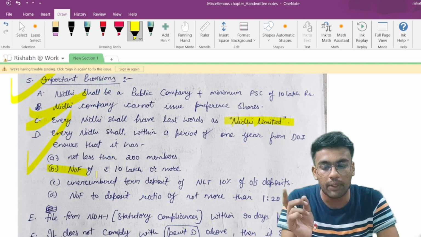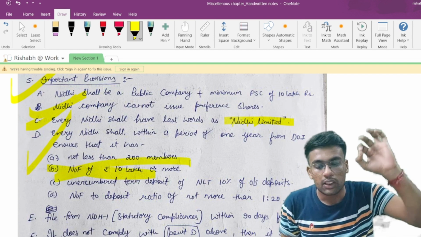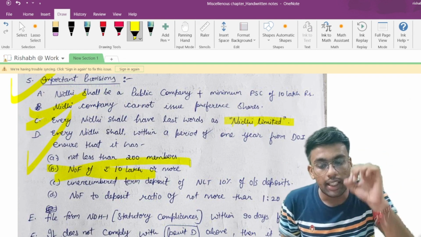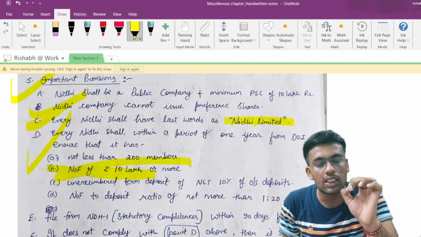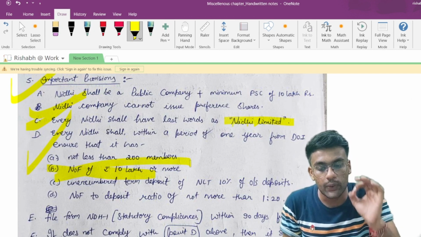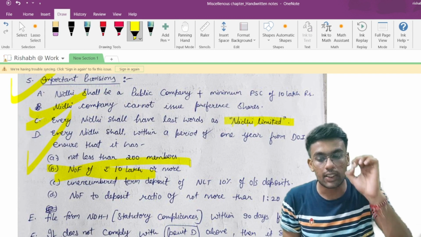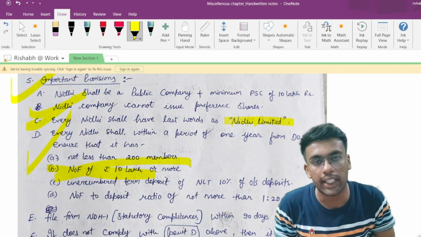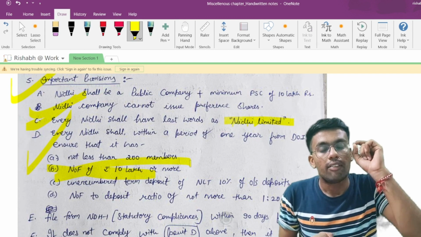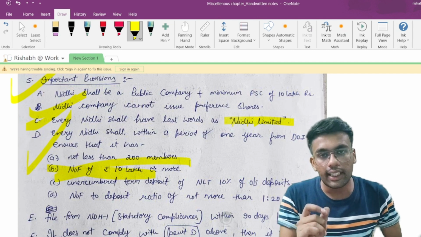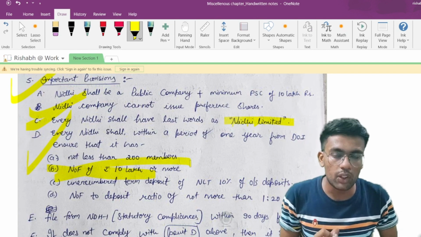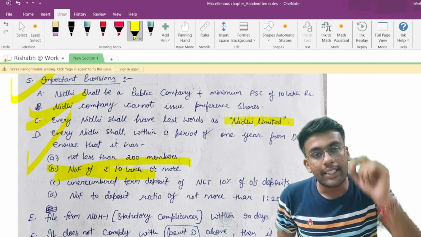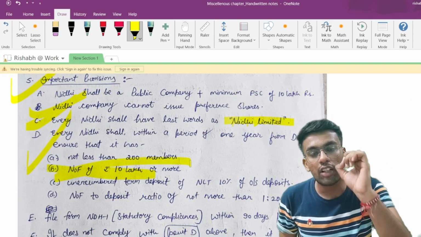With respect to this point, there are a lot of doubts. So let me tell you, this requirement of minimum maintenance of net owned funds applies as follows: a company has to comply with this requirement within 1 year from the date of incorporation. That means within 1 year from the date of incorporation, any Nidhi Company shall have net owned funds of 10 lakh rupees or more. But a company shall maintain net owned funds of 20 lakh rupees or more.